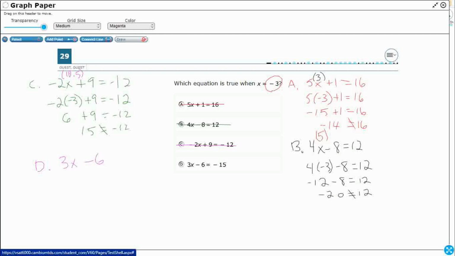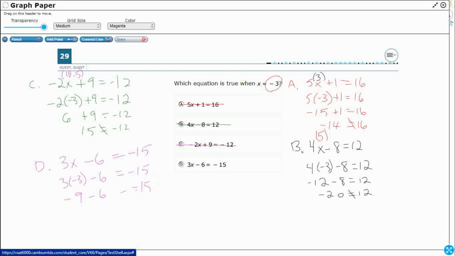3x minus 6 equals -15. Let's substitute in this -3. All right, so we're going to multiply 3 times 3. That makes 9. Since one 3 is positive, one 3 is negative, that actually makes a -9. There we go. That's looking a little bit better there.